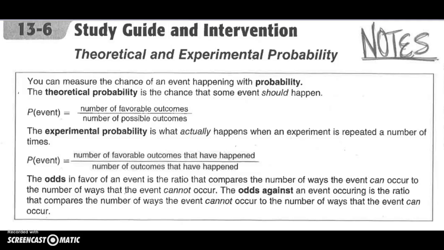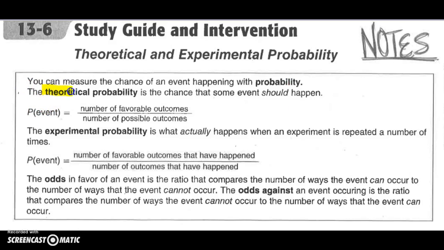Hello, pre-algebra students. In Chapter 3, Section 6, we are going to be talking about probability and odds. In our box are many terms that we need to get straight in order to solve our problems. You can measure the chance of an event happening, and that's called probability, the chance of something happening.